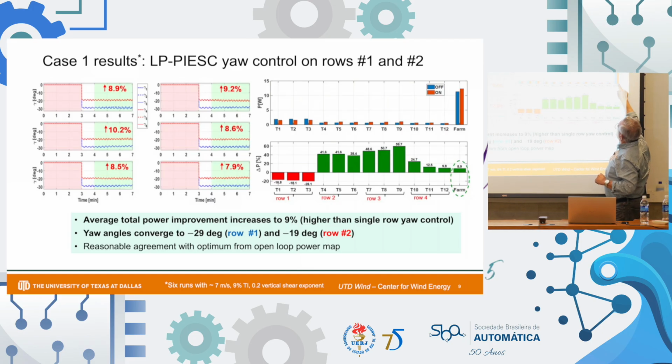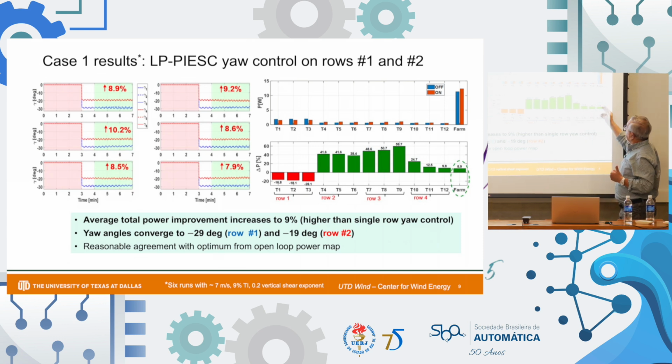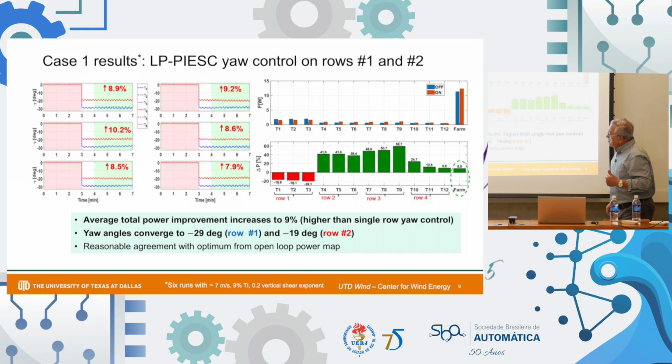Here we show the average change in power between no control and full control. This chart shows the percentage change in power for each of the turbines. So to make the point again, the first row loses power, the second row gains power, the third row gains power, the fourth row gains power, and the total farm power can go up to 9%. Just by forming these clusters, we already have these gains.